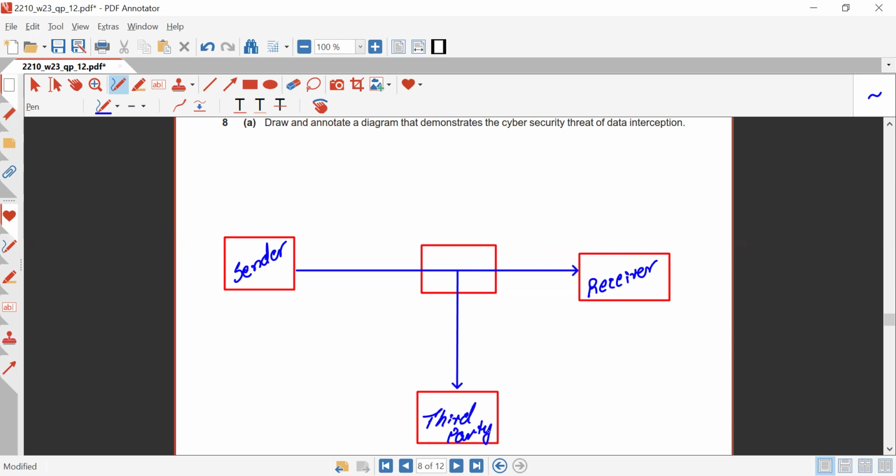Sorry, it's a third party that is actually analyzing whether the data has anything useful or not. And over here, in other words, you can call it the hacker as well. Okay, and now over here, it's a packet sniffer. Now, what do you mean by the packet sniffer?